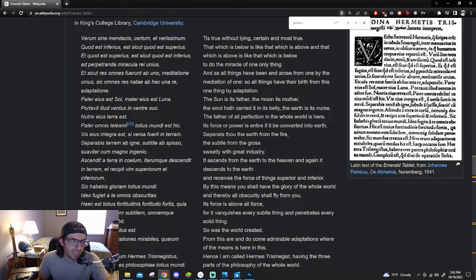Oh God. Separate thou the earth from the fire, the subtle from the gross. So this here, separate, puts a barrier between the less than green energy and the greater than green energy. The subtle, less than green energy, wave-like, and the gross, particulate, sweetly, with great industry. A really, really precise, narrowed in, that's what I was thinking earlier, not just green. Oh, just a green laser. It needs to be precisely a green laser, the exact center point of whatever the balance is. It's got to be at exactly the balance point.